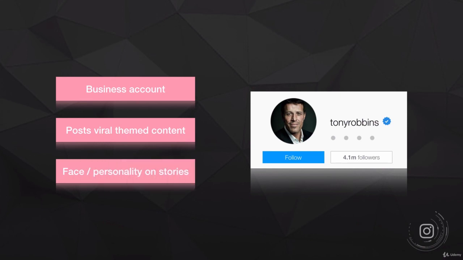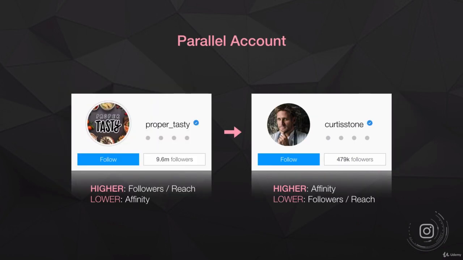Now, one last thing I want to talk to you about. If you couldn't quite decide on your account, that's okay. I want to show you this one little hack. It's called a parallel account, and I've thrown this in as a bonus because I've done it and I've got a lot of benefit from it. But basically, you can create what's called a parallel account, meaning a business account, or the account on the right, Curtis Stone. He's a chef in Australia, so he's a blend of a personal account and a business, because not only is he the face of it, but he does sell a lot of products on his account.